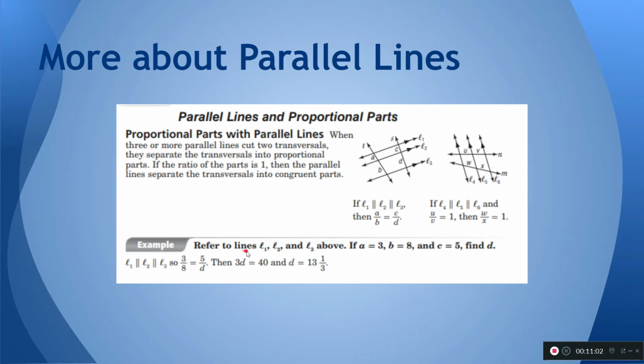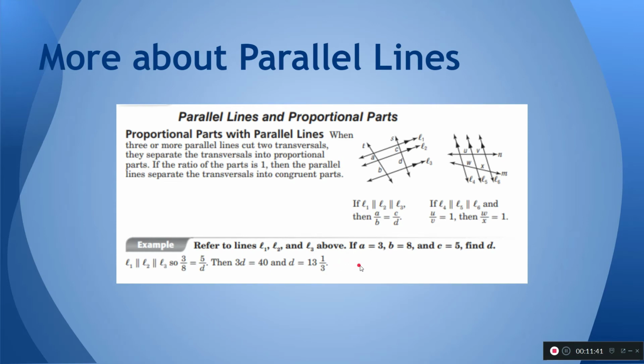The example here says refer to lines 1, 2, and 3 above. If A equals 3 and B equals 8 and C equals 5, then you need to find D. So they set that up right here: 3 over 8 equals 5 over D. Then, once again, they cross multiply so that you get 3 times D and 8 times 5, ending up with 3D equals 40. Then when you solve for D, you end up with D equaling 13 and 1/3.